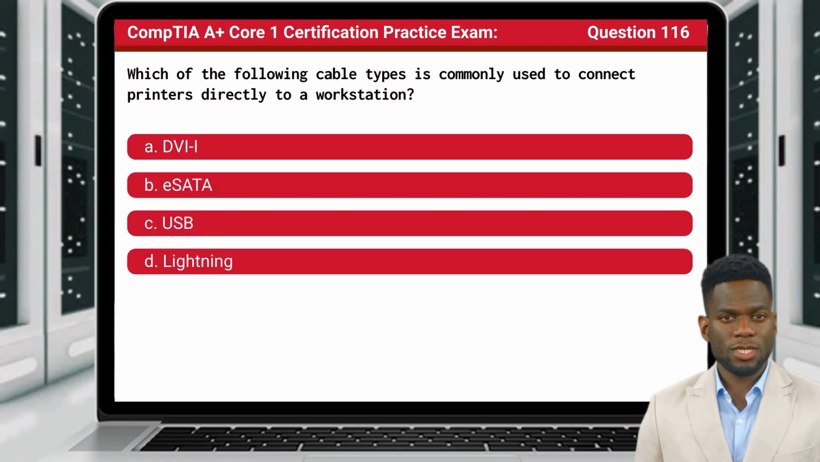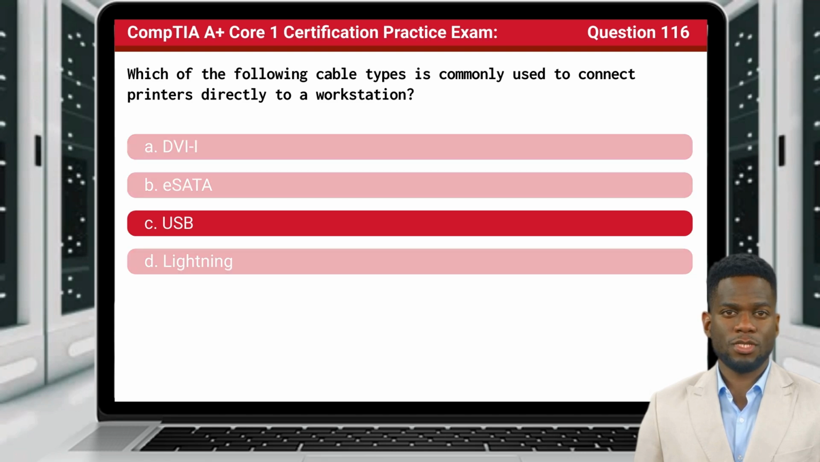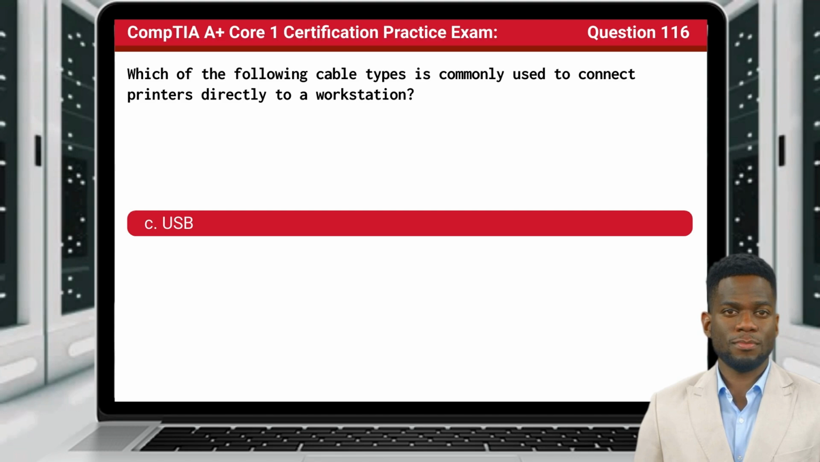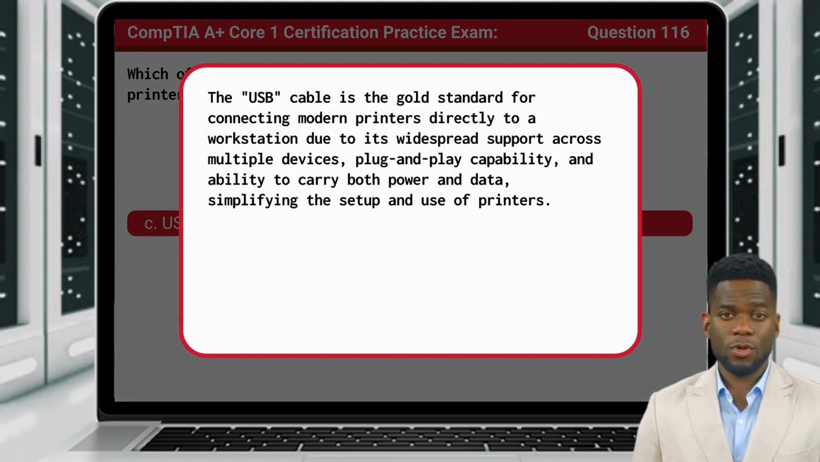Question 116. Which of the following cable types is commonly used to connect printers directly to a workstation? The answer is C. USB. The USB cable is the gold standard for connecting modern printers directly to a workstation due to its widespread support across multiple devices, plug-and-play capability, and ability to carry both power and data, simplifying the setup and use of printers.